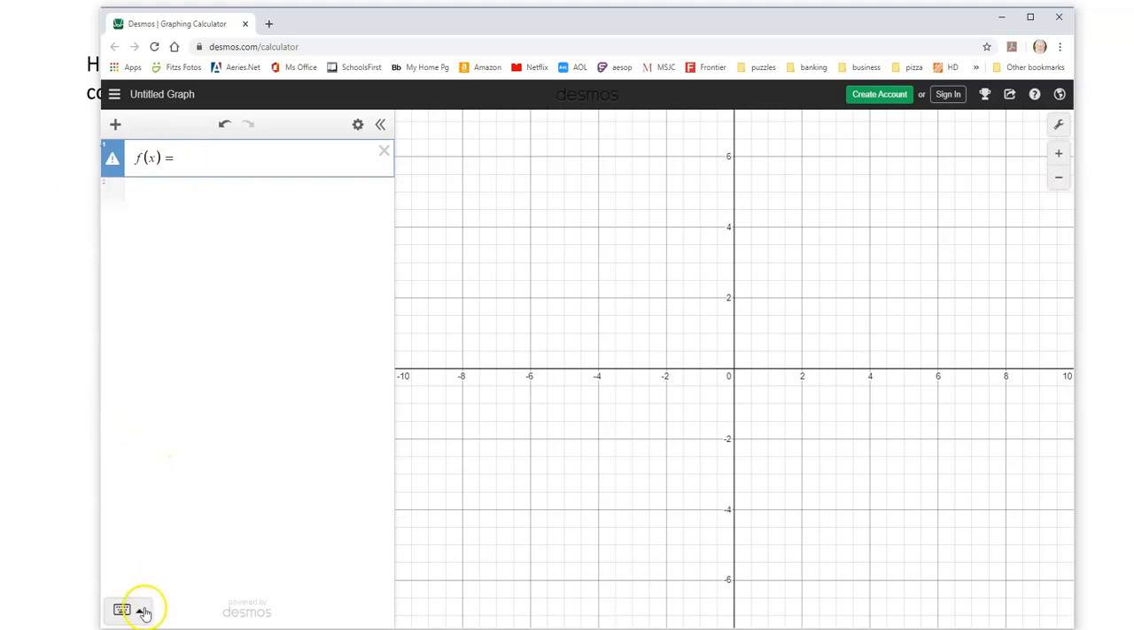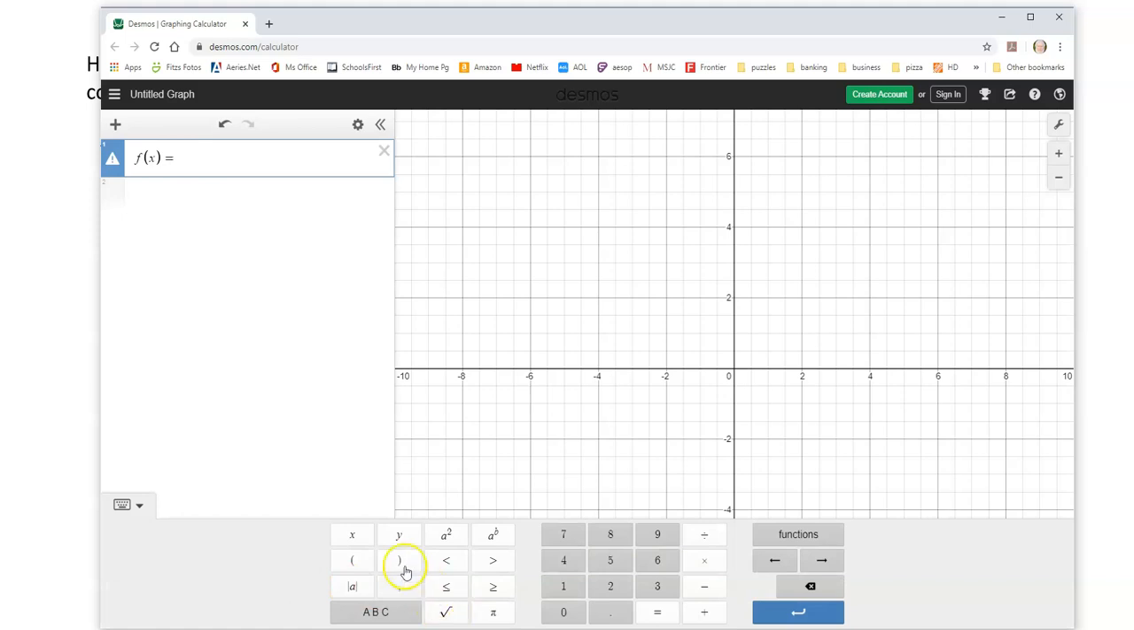Down at the bottom, there's a keyboard. So if we open up the keyboard, there's a square root button. We can put square root of x, and there's our parent function.